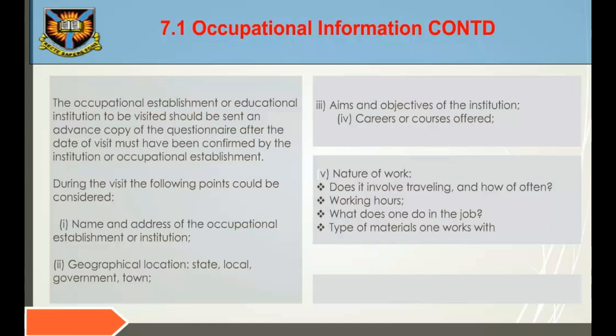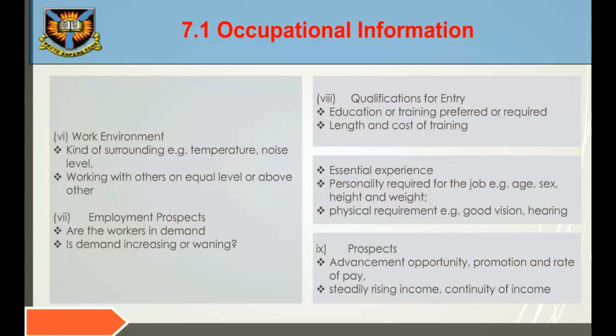1. Name and address of the occupational establishment or institution. 2. Geographical location: state, local government, town. 3. Aims and objectives of the institution. 4. Careers or courses offered. 5. Nature of work. Does it involve traveling and how often? Working hours? What does one do in the job? Type of materials one works with. 6. Work environment. Kind of surroundings, for example, temperature, noise level. Working with others on equal level or above others.